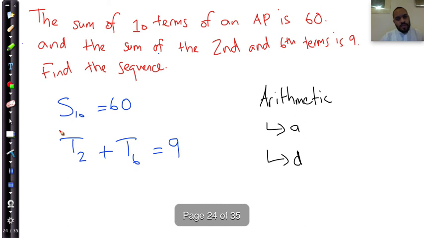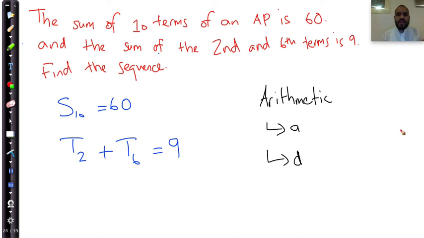Right. So when you get a question like this, do not be alarmed. It doesn't seem straightforward because it's applying both algebra. But really at the end of the day, if you read it, you can see they tell you the sum of 10 terms is 60. Okay, great. Just use the formula for the sum of 10 terms and equate it to 60. Then they tell you the sum of the second and the sixth term, so just come up with a formula to add the second and the sixth and equate that to 9.